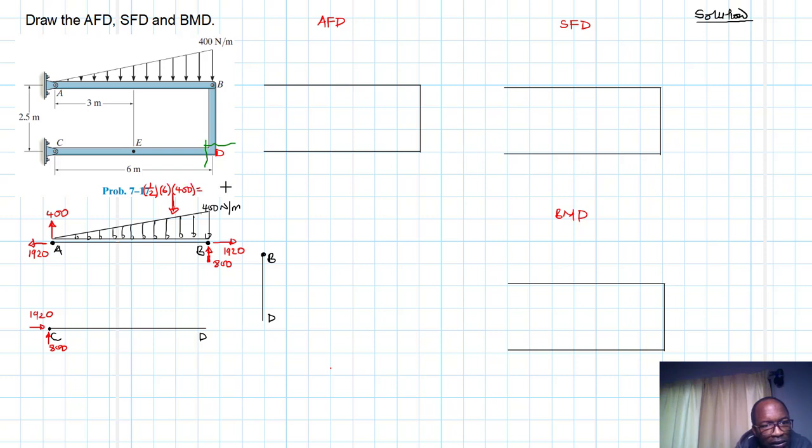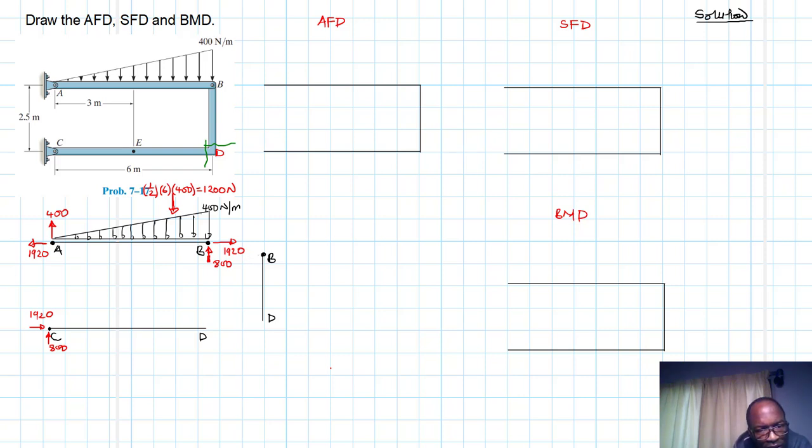This gives us 1200 newtons. Great. Okay, so now we are going to have a moment that we want to find at this point. Let's find this moment at D and at D only.